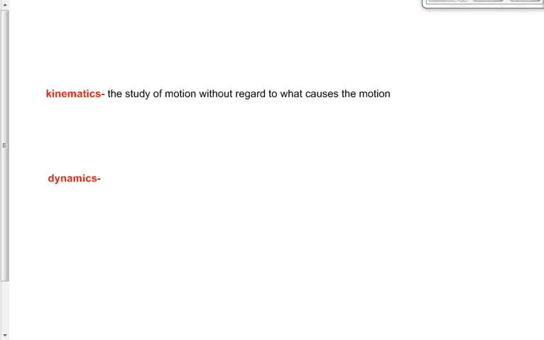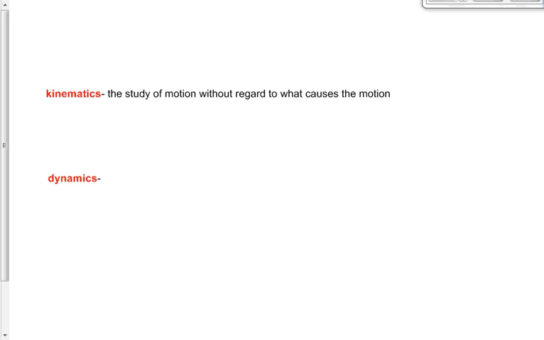Today we start our next unit, which is called dynamics. We're not going to go very far with that today, but we will begin it. We'll talk about the similarities between kinematics and dynamics, what the differences are between kinematics and dynamics, and then we'll go a little bit further with the whole idea of dynamics.